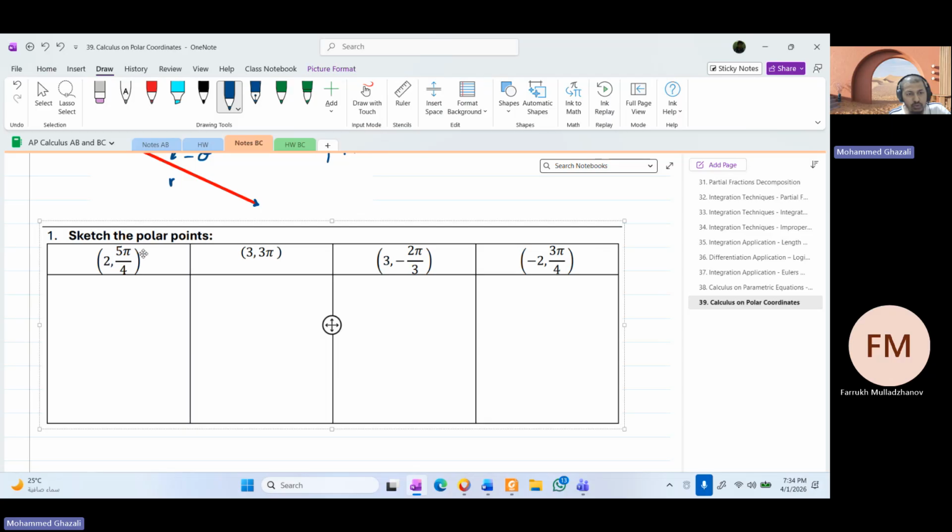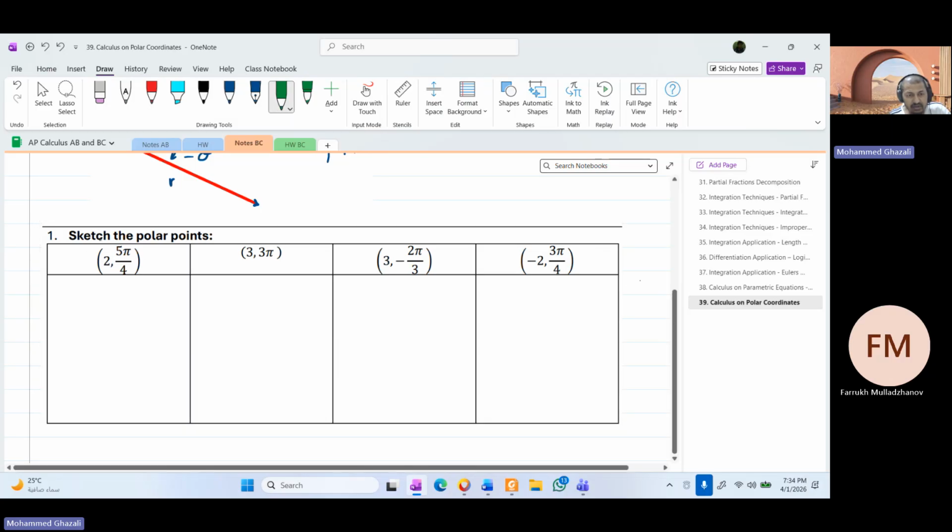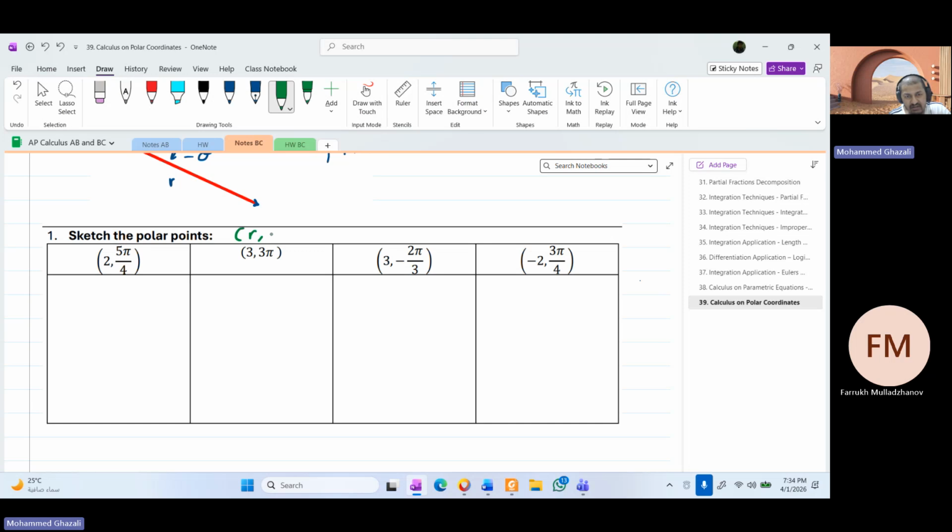So we want to sketch 2 and 5 pi over 4, right? So the radius is 2. Remember, every polar coordinate is always r, theta. So we first draw the polar axis, starting from 0. Now, where is 5 pi by 4?